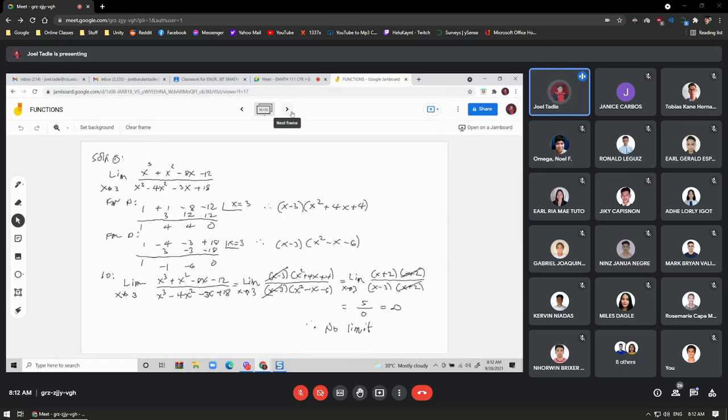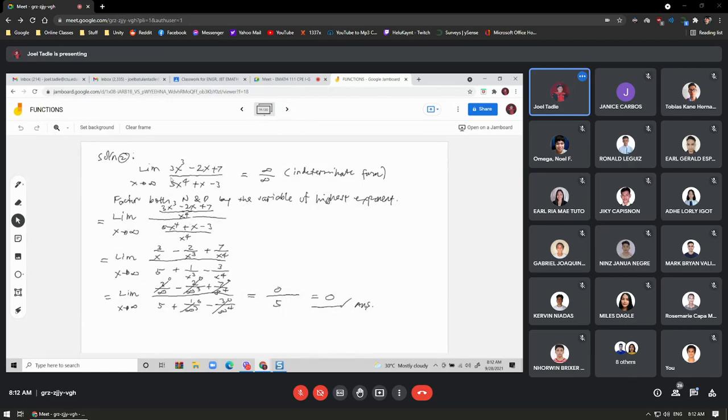Then the second item, the limit of 3x cubed minus 2x plus 7 over 5x to the power 4 plus x minus 3 as x approaches infinity. So here, if we'll verify the denominator, dili siya ma-zero but it's infinite. And the numerator also is infinite. So this is indeterminate form. Infinite over infinite. So the solution is to factor both numerator and denominator by the variable of highest exponent.